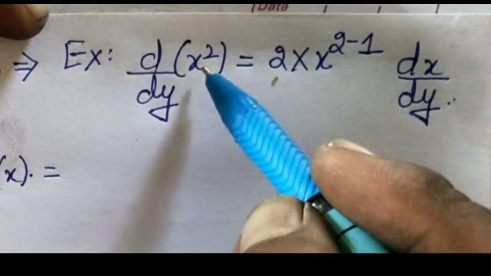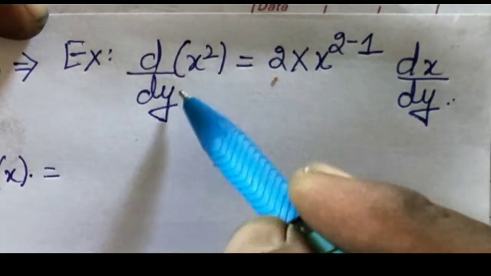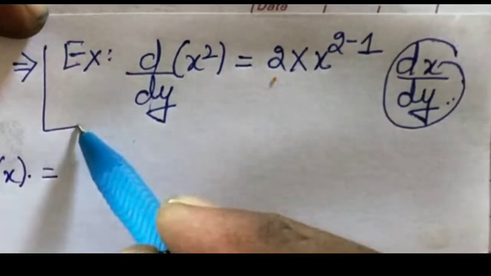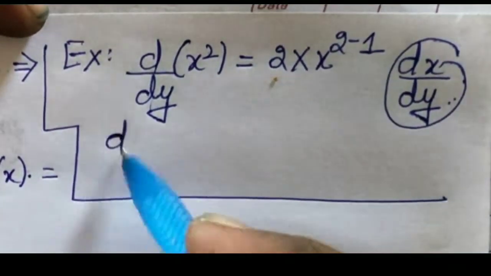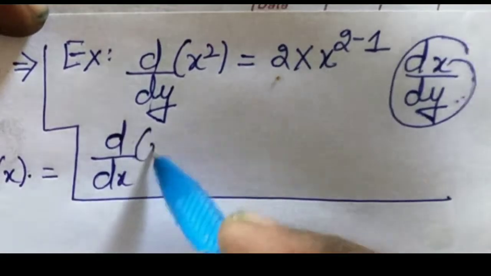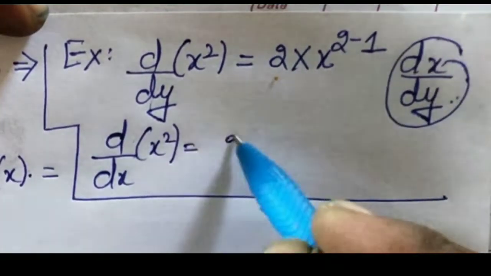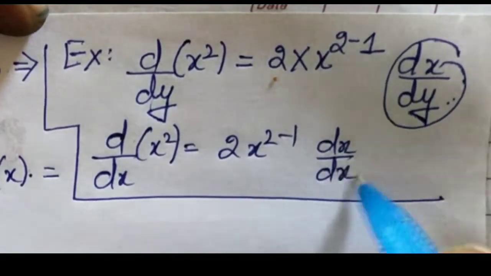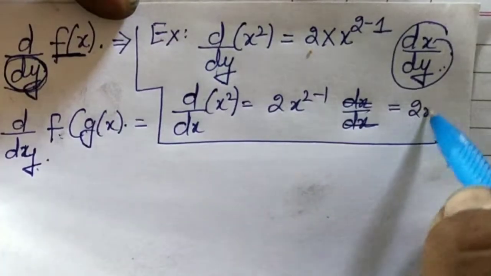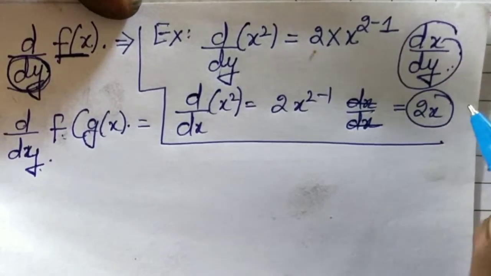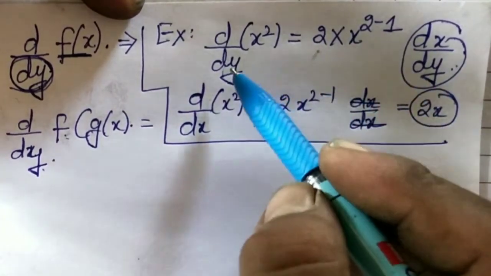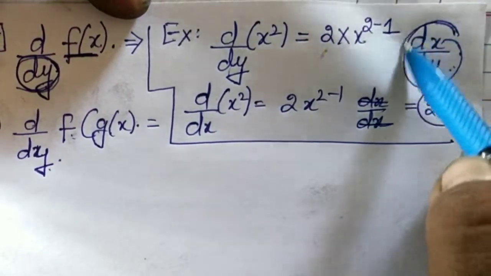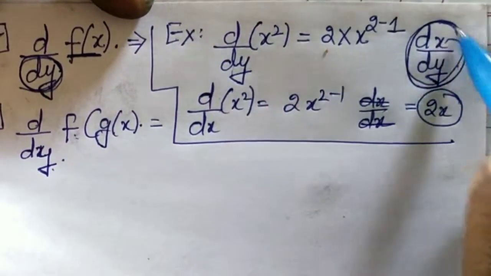Okay, if instead of y there had been x here, then there was no need to write it. Why? Because even if I would have written it like this, then dx by dx would have cancelled, would have resulted in the answer 2x. But if the variable is not x in the denominator, then we'll have to multiply this extra term.